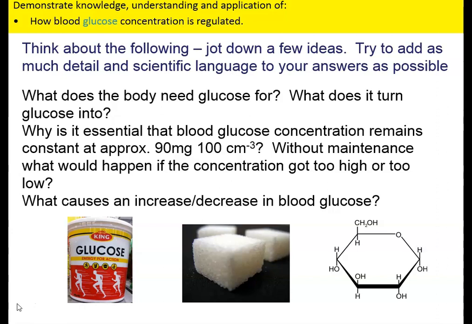So the questions: what does the body need glucose for and what does it turn glucose into? Why is it essential that blood glucose concentration remains constant at approximately 90 milligrams per centimetre cubed? Without maintenance, what would happen if the concentration got too high or too low? And what causes an increase or a decrease in blood glucose? Pause the video now, jot down your ideas.